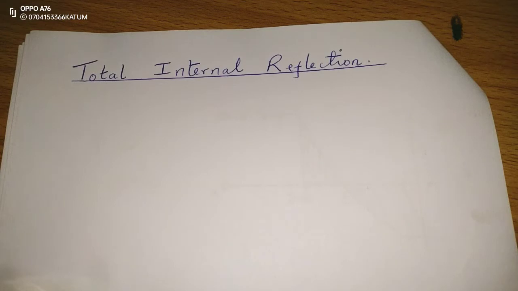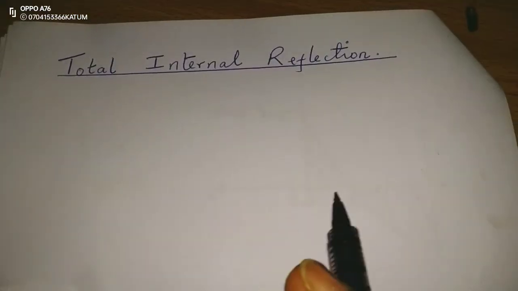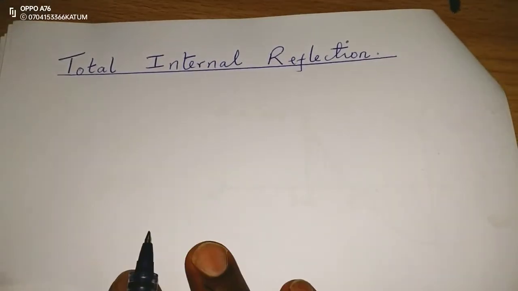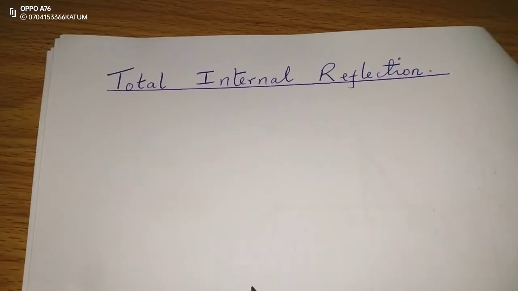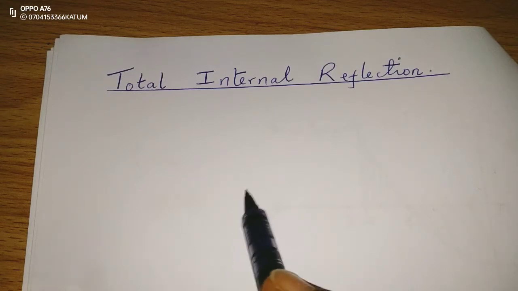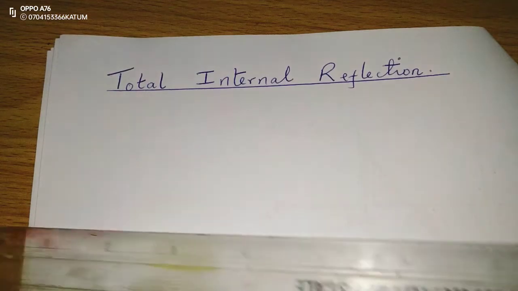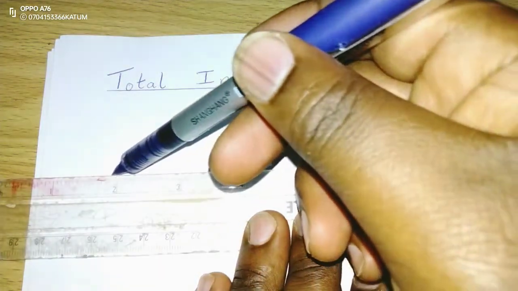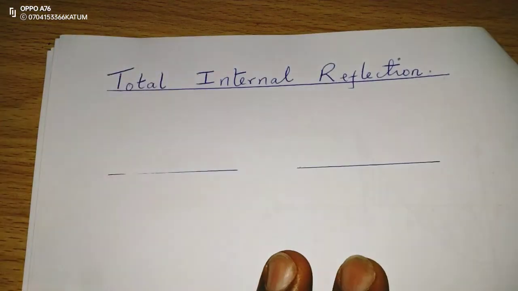I want us to learn a concept called total internal reflection. Under total internal reflection, we have to analyze a few things here. We must know that there are conditions to be met for total internal reflection to occur. Basically, refraction occurs when light traveling from one medium enters another medium, whereby there is a difference in the optical densities of the two media.